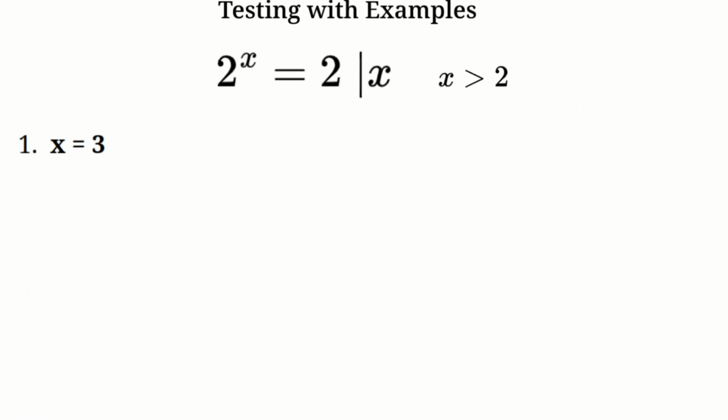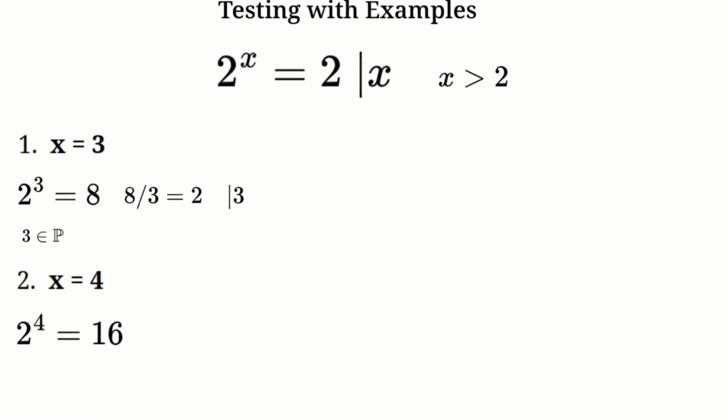Testing for primes using ZMS. In ZMS, we can use this formula to test for prime numbers. 2 to the power of x equals 2 mod x. If this holds true, then x is a prime number. Let's see some examples. When x is 3, 2 to the power of 3 equals 8. 8 over 3 equals 2 mod 3. Since this is true, 3 is a prime number. When x is 4, 2 to the power of 4 equals 16. 16 over 4 equals 0 mod 4. Since this is not true, 4 is not prime.